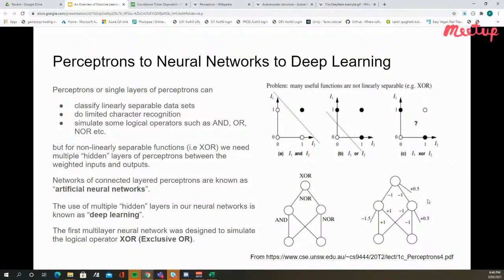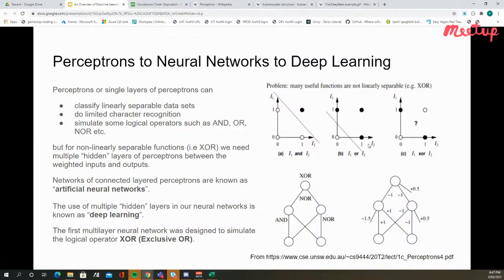So perceptrons themselves are quite useful, and single layers of perceptrons can be useful for linearly separating data sets. An example I've used here is logical operators. They can do limited character recognition, and that's what Rosenblatt created them for originally. Here, for example, if you have an AND function, with A and B, only when A is 1 and B is 1 will you have a point which returns 1. And you have this point here, and you can pass a line through it.